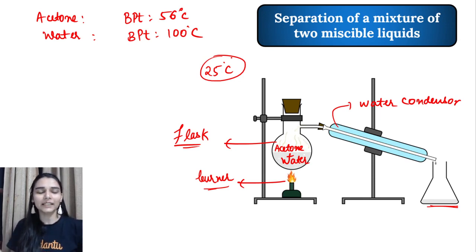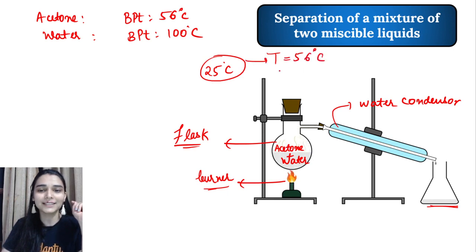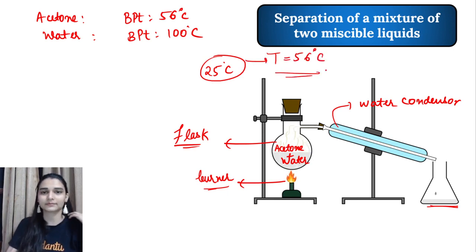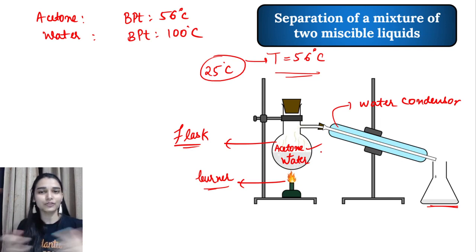So as soon as I start heating from 25 degree Celsius, you know that slowly the temperature will keep on rising. Yes or no? Temperature will increase. 25, 26, 30, 35, 40, 45, 50, 51, 52, 55 and 56. The moment temperature reaches 56 degree Celsius, can you tell me what is gonna happen? Let me tell you. Look, at 56 degree Celsius acetone will start shouting. Acetone will say, hey brother, this is my boiling point. So acetone has enough kinetic energy that it can start converting into vapors, right? It will break the force of attraction. Acetone will start boiling.